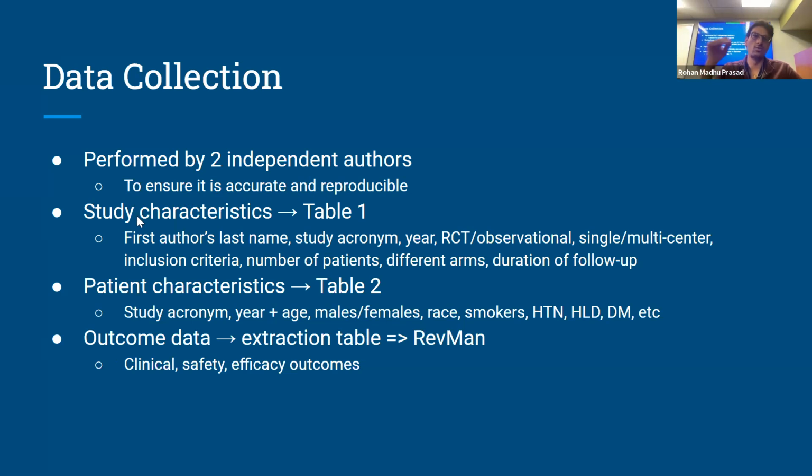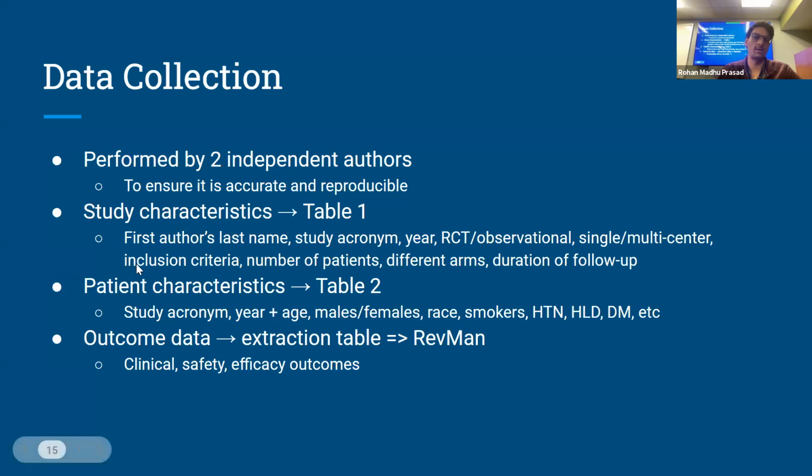Then, once you find your studies and you have all your studies on your desktop, you're going to go through and make a table. It's going to be called Table 1, the study characteristics. What I usually include in this first table is the first author's last name, the acronym, like ROCKET AF or PREVENT AF, whatever they named their study, the year that it was published, whether it's a randomized controlled trial or observational study, and whether it's a single or multi-center study.